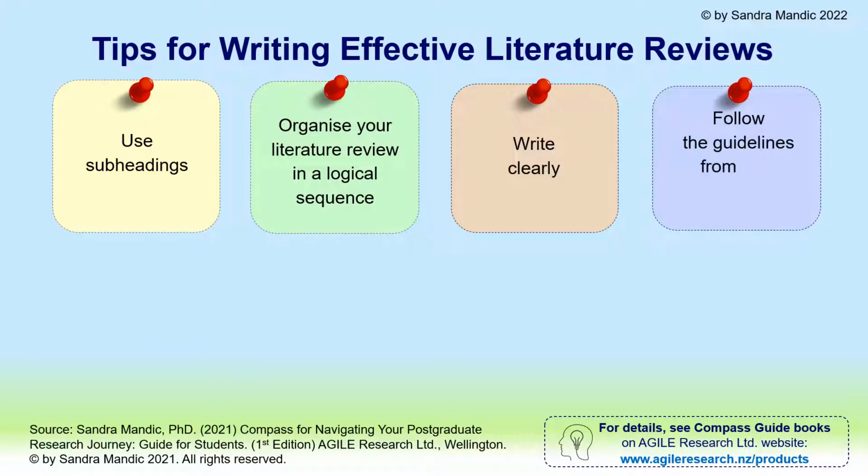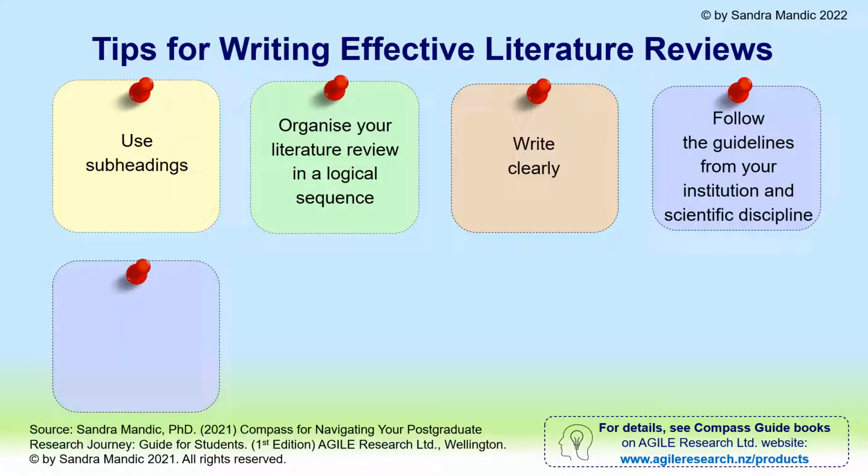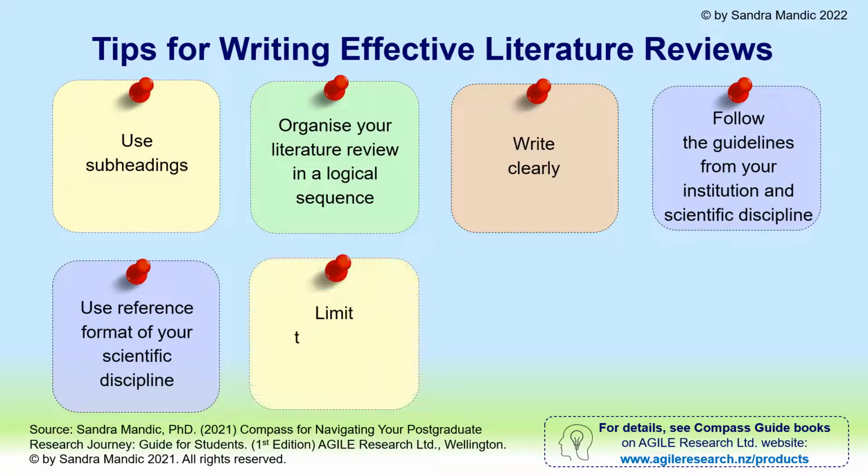Follow the guidelines for preparing your literature review. Your institution and scientific discipline may have specific requirements for literature review or background section of the research reports. Requirements may be related to the section length, format, font, etc. Follow the guidelines. Reporting of references varies considerably between scientific disciplines. Use reference format that is common in your discipline. Limit the use of abbreviations, ideally no more than 5. A written document with too many abbreviations is difficult to follow.